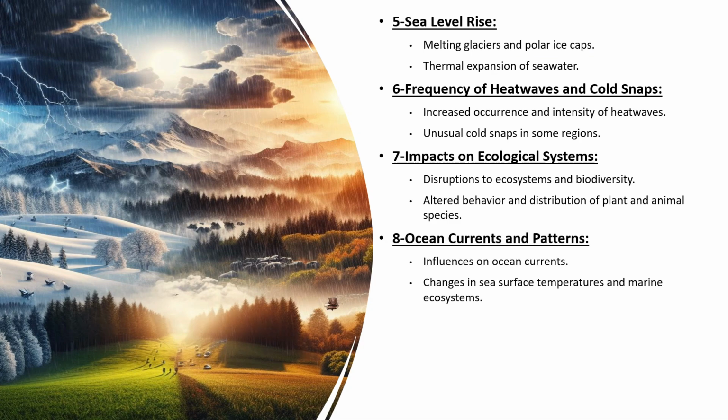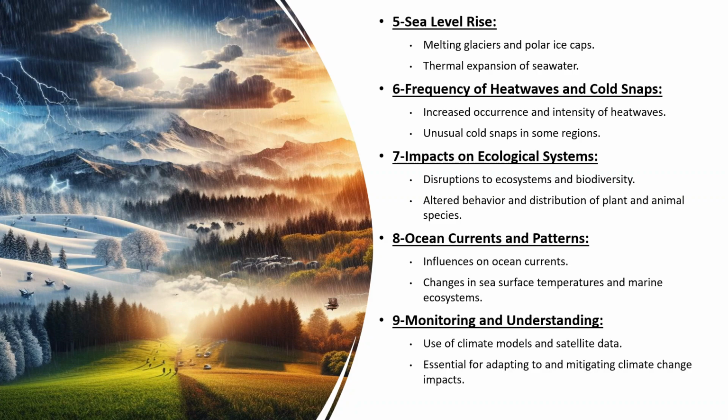7. Impacts on ecological systems. Disruptions to ecosystems and biodiversity. Altered behavior and distribution of plant and animal species. 8. Ocean currents and patterns. Influences on ocean currents. Changes in sea surface temperatures and marine ecosystems. 9. Monitoring and understanding. Use of climate models and satellite data. Essential for adapting to and mitigating climate change impacts.